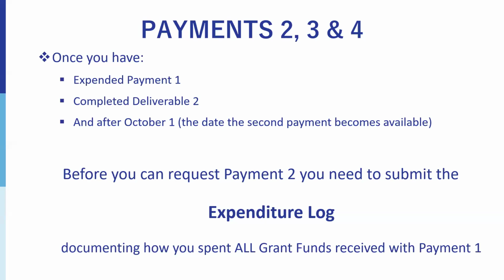For the third payment request, you will have to have expended the second payment, completed the third deliverable, and submitted the expenditure log demonstrating how all funds you have received so far have been spent. The same thing for the fourth payment. You will have to expend the third payment, complete the fourth deliverable, and submit the expenditure log demonstrating how all funds you have received so far, so for payments 1, 2, and 3, have been spent.